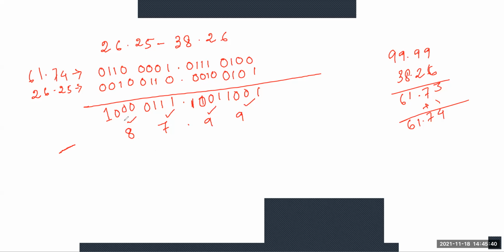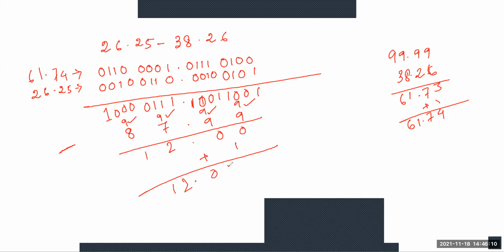To get the actual value, first we need the nines complement. So we are subtracting here. This is 0, 0. This is 9 minus 7, so 2, and this is 1. This is the nines complement, so tens means plus 1, so this is 12.01. So our result is minus 12.01. Now I am checking whether this result is correct or not.